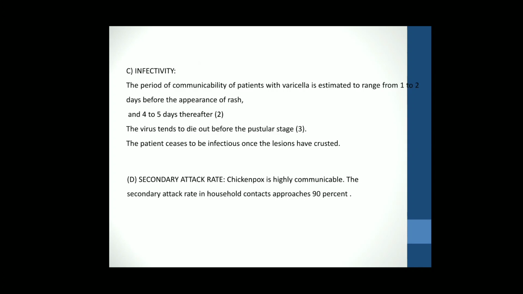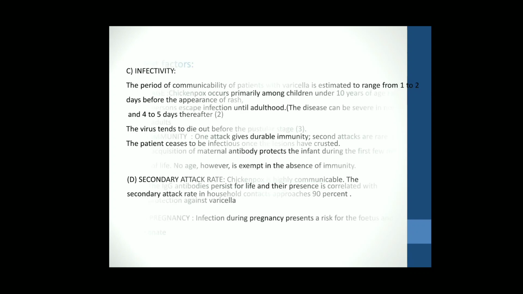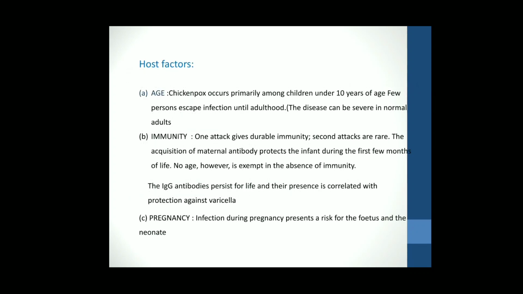Secondary attack rate. Chickenpox is highly communicable. The secondary attack rate in household contacts approaches 90%. So as I already said, if a person in your family or society is infected with chickenpox, and you are around that person, communicating or having any contact, there is a high chance of getting chickenpox yourself. That is what the secondary attack rate in household contacts approaching 90% means. Understood? So coming to the host factors.